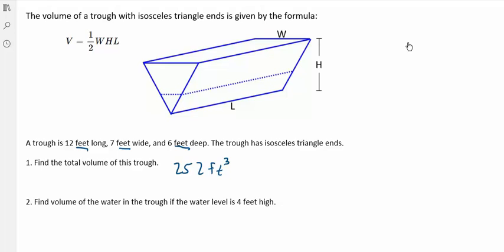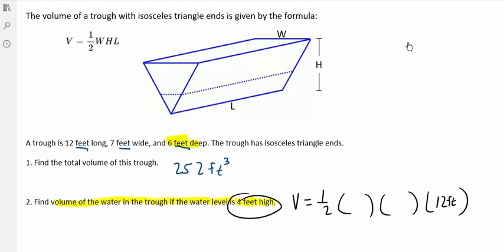The second part of the video takes a little bit more work. It says find the volume of the water in the trough if the water level was not 6 feet, as in the last part of the question, but if it was only 4 feet high. So we'd still use the same formula for volume, 1/2 width, height, and length. The length is always 12 feet long, and they're giving us that the height is 4 feet.